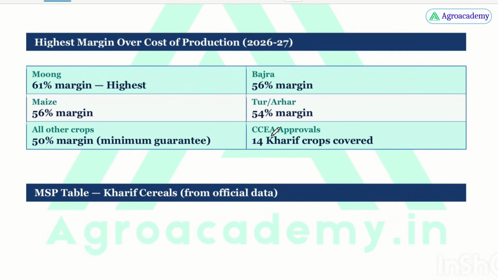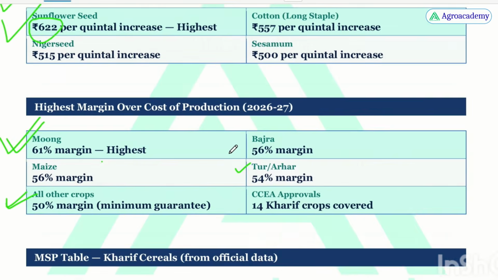Then the highest margin has been increased in case of moong, that is green gram, which is 61%. Next comes bajra and maize, which is 56%. Tur or arahar or pigeon pea, 54% margin has been increased, and for all other crops at least 50% margin over the cost of production has been increased.